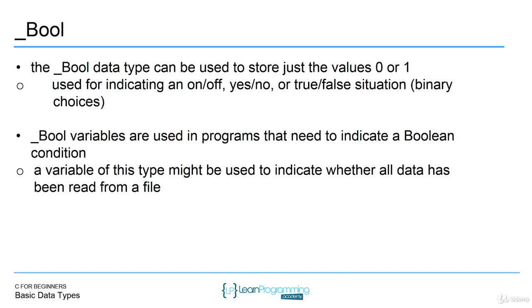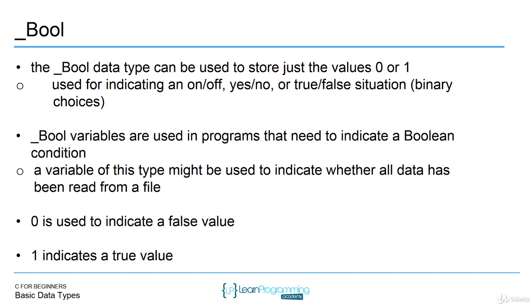Boolean variables are used in programs that need to indicate a Boolean condition, a true or false type of answer. So for example, a variable of this type might be used to indicate whether all the data has been read from a file. Yes or no? Has all the data been read from a file? 0 is used to indicate a false value. 1 indicates a true value. So even though they're true or false values, the way that the data is stored in memory is 0 or 1 as a numeric. But the numerics mean that 0 means false, 1 equals true.